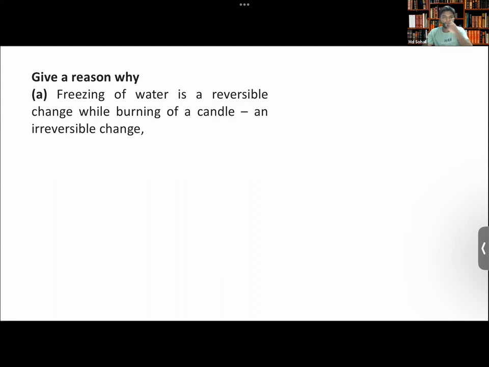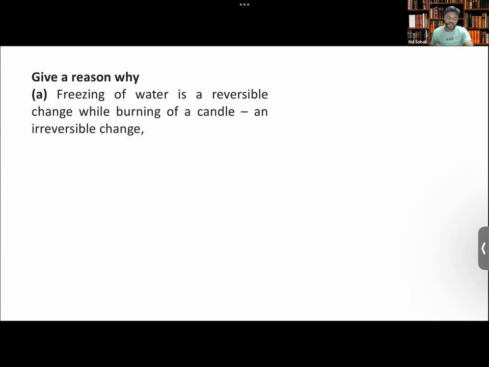So freezing of water is a reversible change because it can be heated and reversed back to liquid. And burning of a candle cannot be reversed because the original form cannot come back. Exactly.